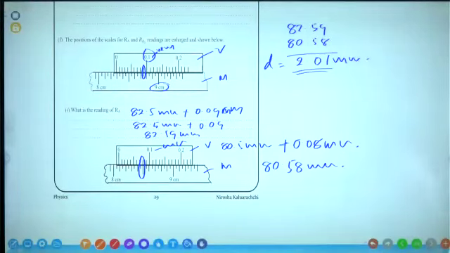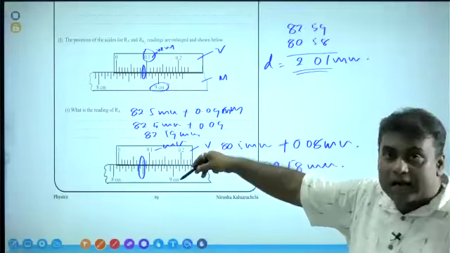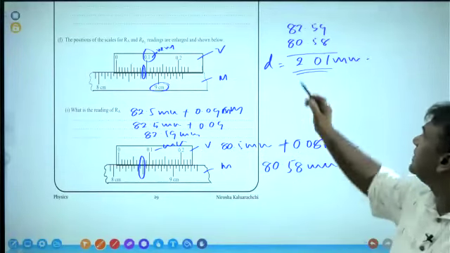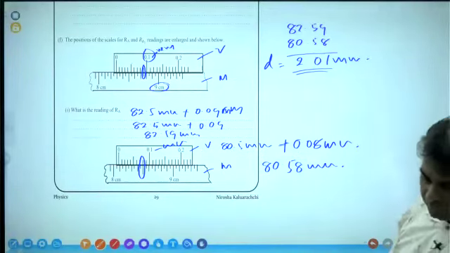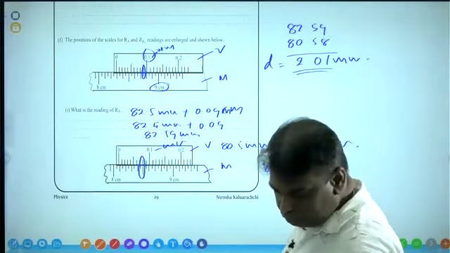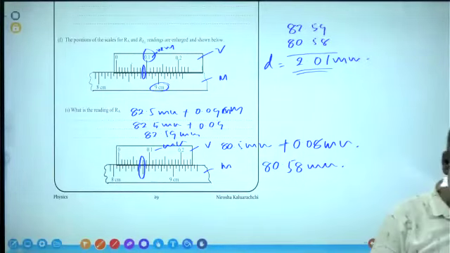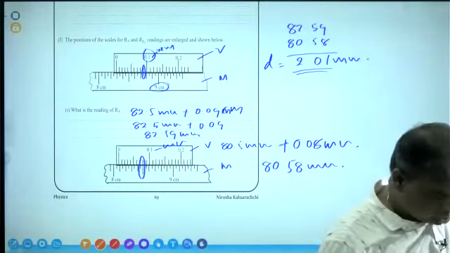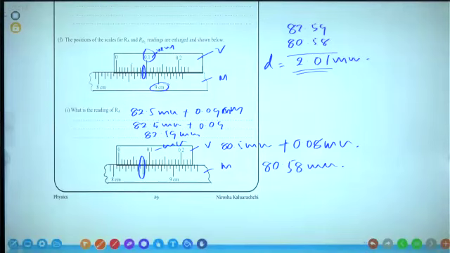What is the reading of R1, R2, this one, and the mean diameter is this one, right? Now, copy the answer. Right.